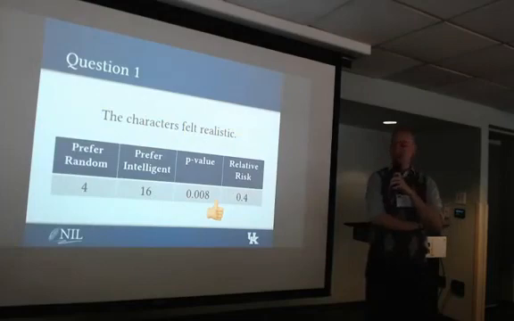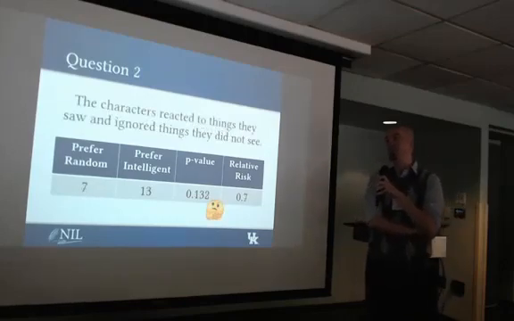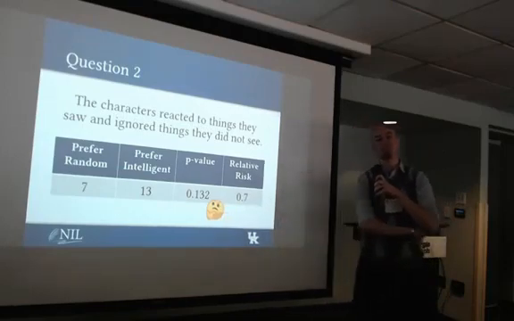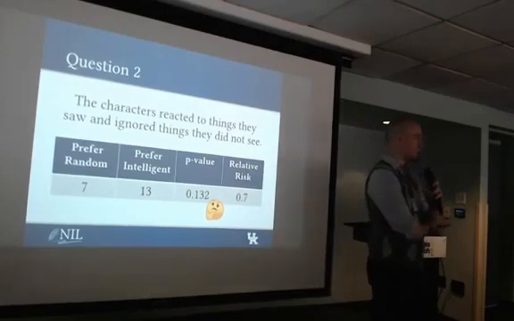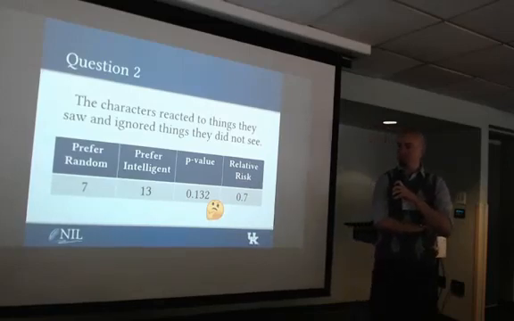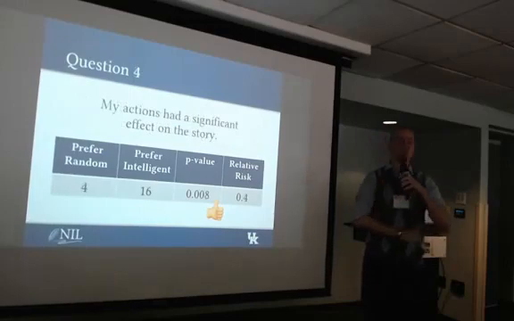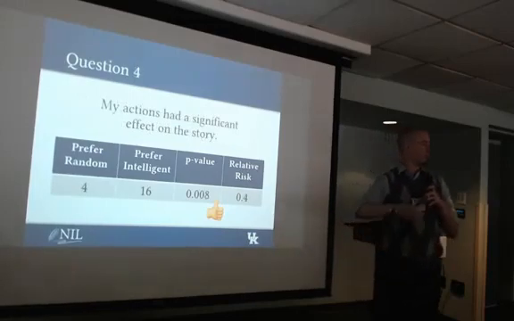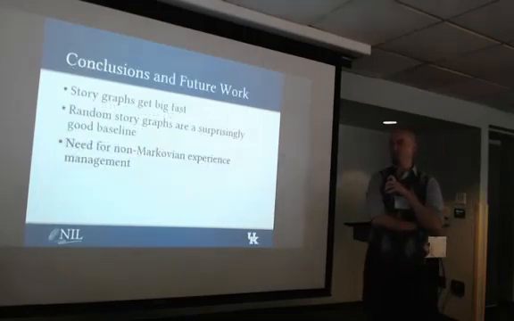So in our evaluation, we basically asked 4 questions, and we had very encouraging results. Players agreed that our characters felt realistic. They agreed that characters reacted to things they saw and ignored things they did not see. We did not achieve statistical significance here, but you can tell based on the effect size that people preferred our version about 2 to 1, and with a larger sample size, we believe we would have eventually achieved significance. Characters tried to accomplish their goals, and also my actions had a significant effect on the story. In this case, people are showing a pretty strong preference for our story graph.